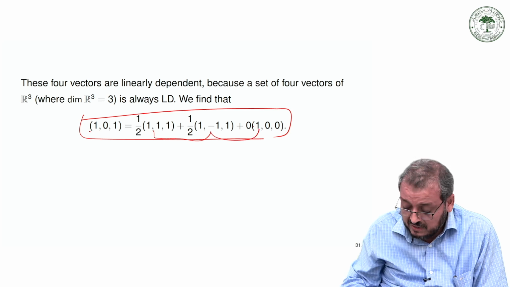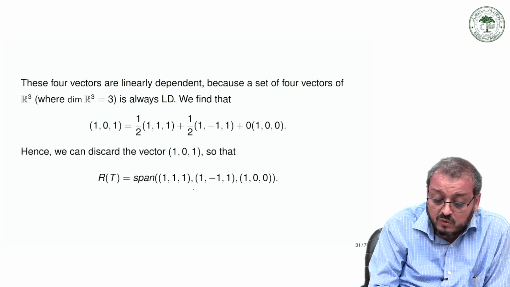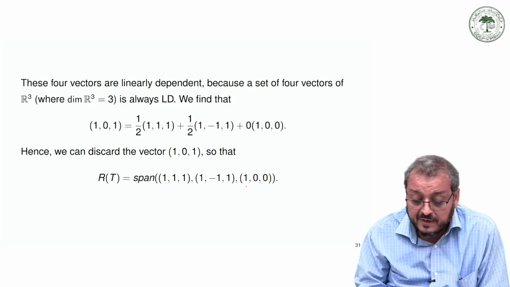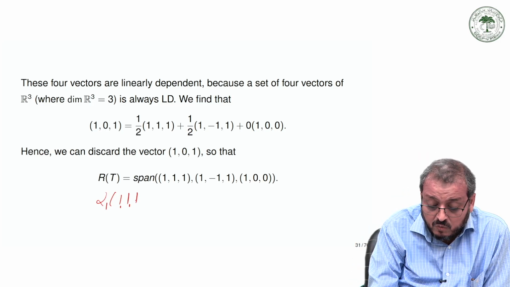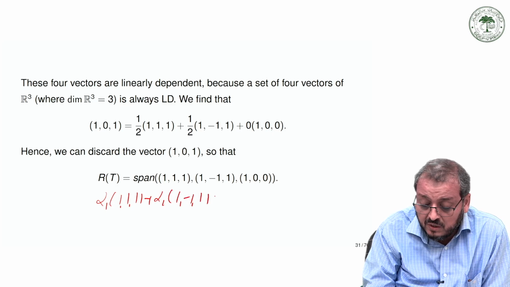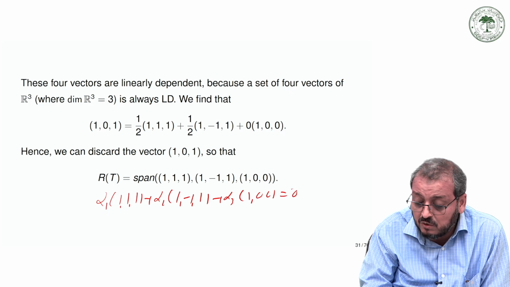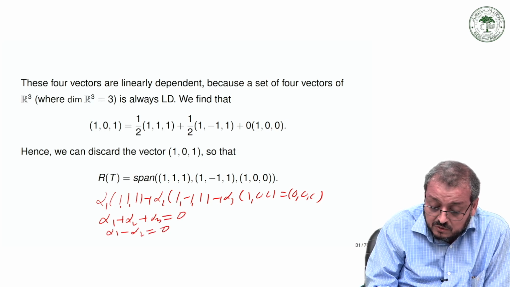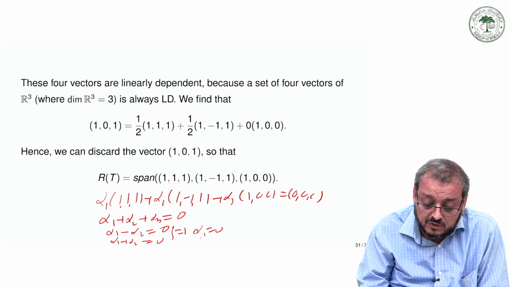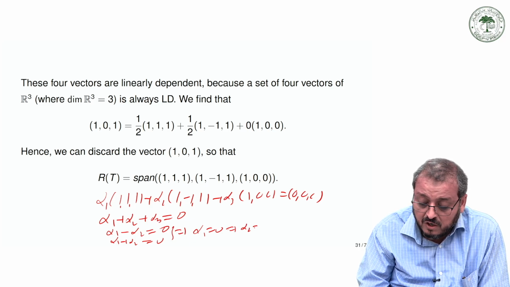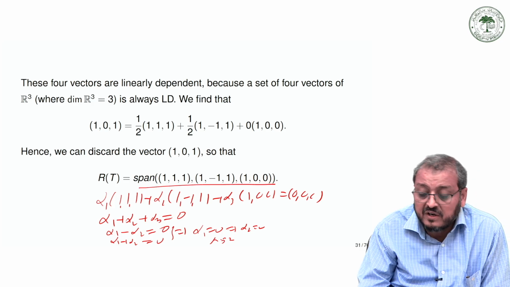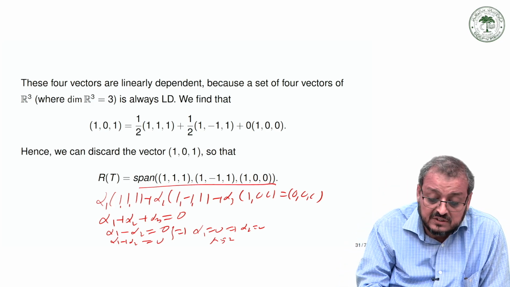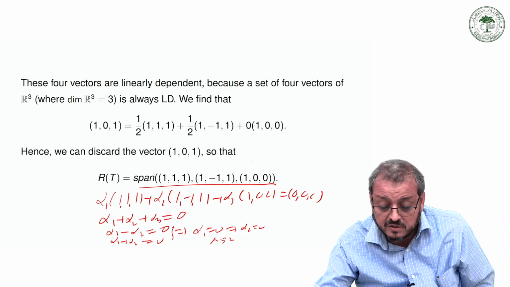Now these 3 vectors are here, and we check whether they are linearly independent or dependent. So we take alpha 1 times (1, 1, 1) plus alpha 2 times (1, -1, 1) plus alpha 3 times (1, 0, 0) equal to (0, 0, 0). So alpha 1 plus alpha 2 plus alpha 3 is equal to 0, alpha 1 minus alpha 2 is equal to 0, and alpha 1 plus alpha 2 is equal to 0. This implies alpha 1 is equal to 0, then alpha 2 is equal to 0, then alpha 3 is equal to 0. That means these 3 vectors are linearly independent. If these 3 vectors are linearly independent, they form a basis, so this forms a basis for the range of T.